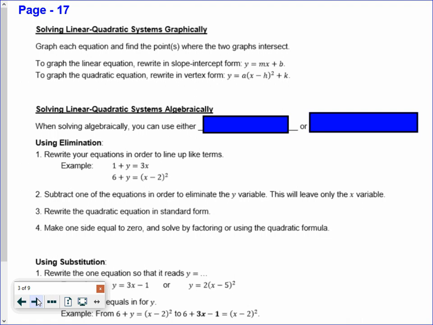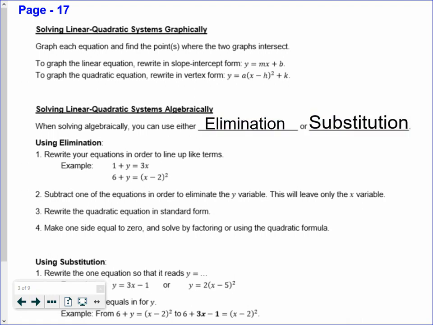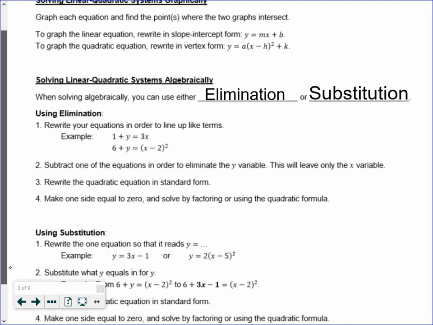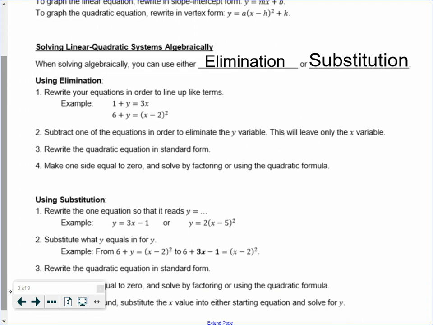If we're solving a linear quadratic system algebraically, there are two different ways to solve it. We can use elimination or we can use substitution. If we're using elimination, we need to make sure that everything lines up on top of each other: the constants on top of the constants, the y's on top of the y's, and the x's on top of the x's. We need to make sure everything lines up like that, so when we subtract them, we can get rid of those y's.